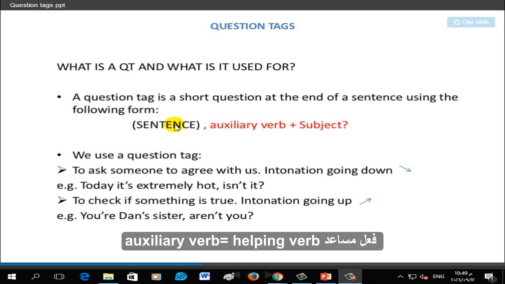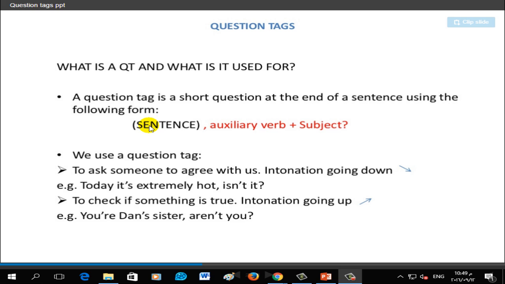If the sentence is positive, you make it negative. If the sentence is negative, you make it positive. Note that if the sentence is positive, the question is negative, and if the sentence is negative, the question is positive. We use a question tag to ask someone to agree with us.